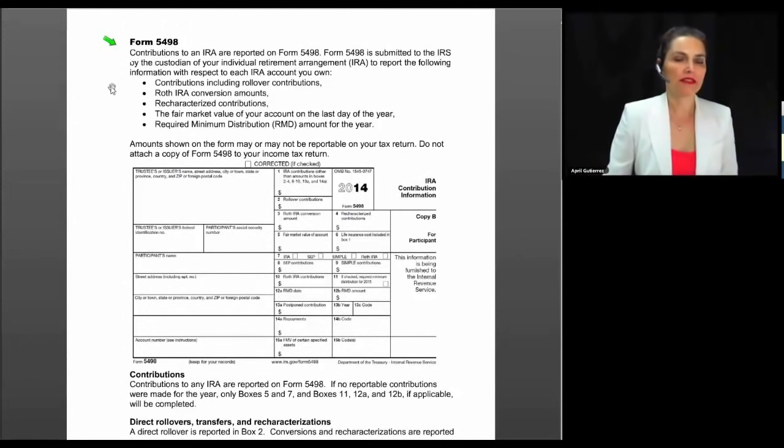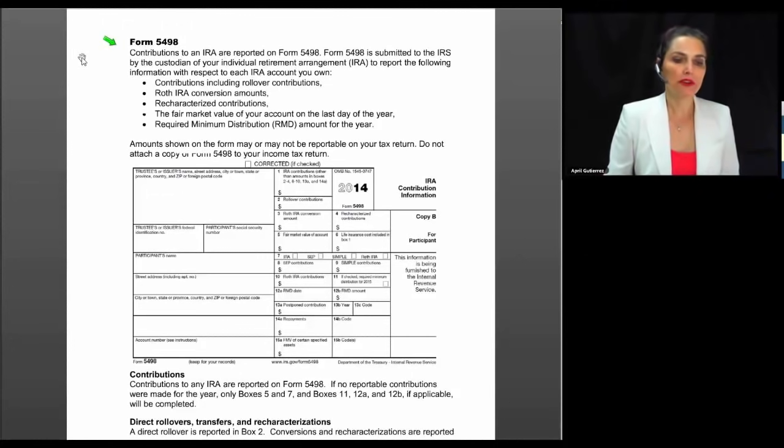And what this form does is it provides information to the IRS and to the taxpayer as to when contributions have been made to an IRA and the type of IRA that the contributions were put into. Now, the form does more than just that. And so we're going to take a look at the form itself and some of the purposes that it has.